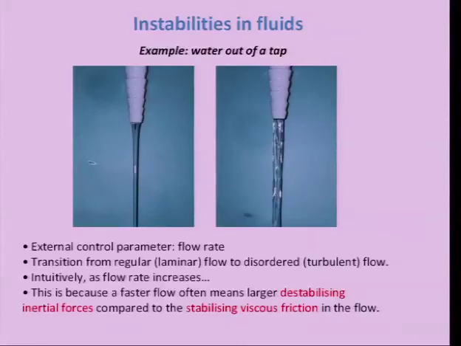And the physical reason for this is that as the flow becomes faster, you basically increase the role of the destabilizing inertial forces in the system compared with what's stabilizing your flow, and that is viscous friction. So you have a competition of forces at play within your fluid, destabilizing inertial forces that are dominant here, and here you have viscous friction forces that are dominant. And that gives you very, very different behaviors. Okay, so that's for instabilities.